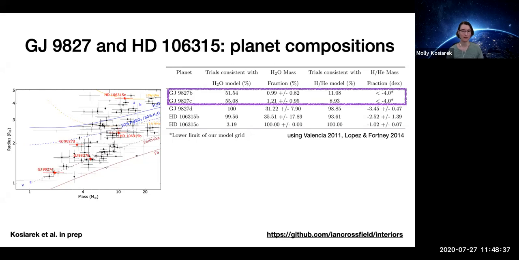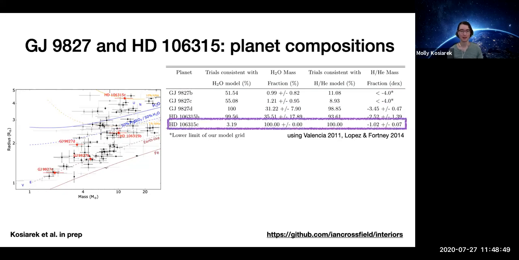The water models have less than 2% water mass fraction, and the hydrogen helium models all report really the lower limit of our model grid. Conversely, HD10635C has a substantial volatile fraction. Only 3% of the trials were consistent with a water rock planet, and the rest were less dense than a water-only planet. All of the models were consistent with a rocky core with a hydrogen helium envelope, and on average, it had a mass fraction of 10% hydrogen helium. So that one's really consistent with what we saw in the mass radius diagram.